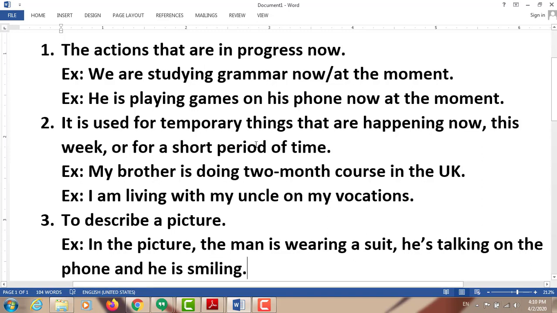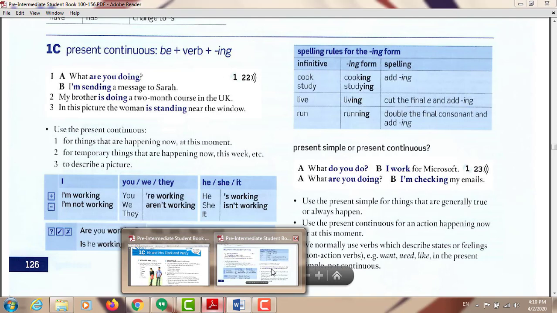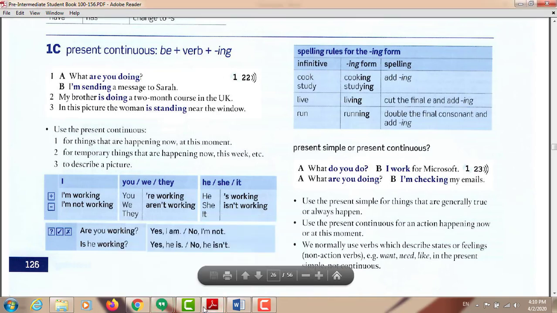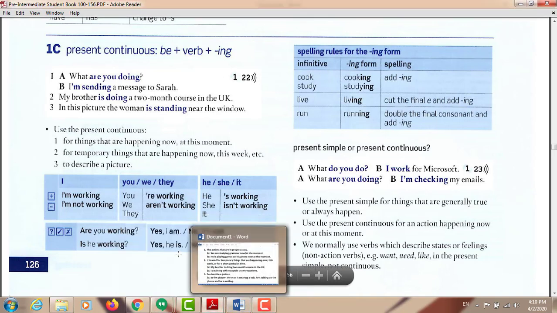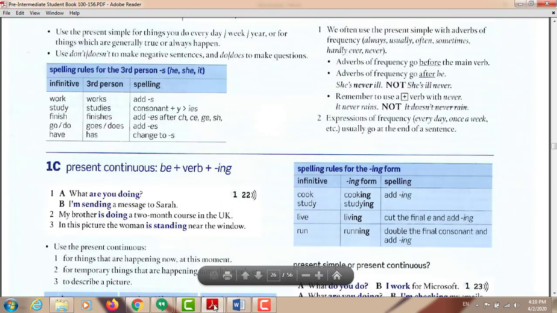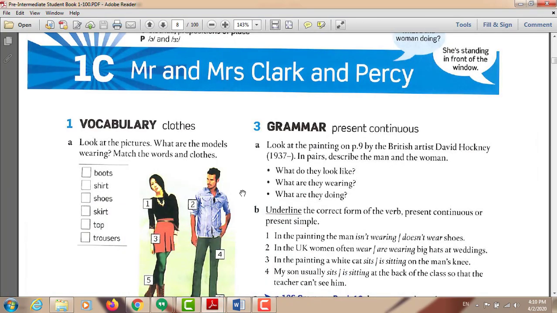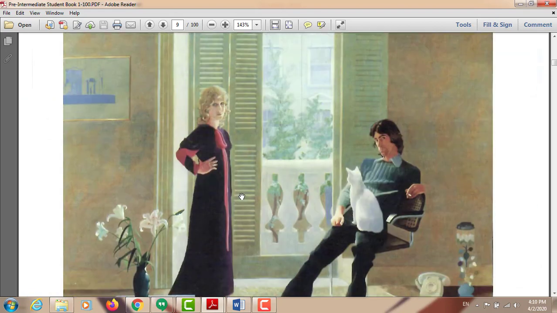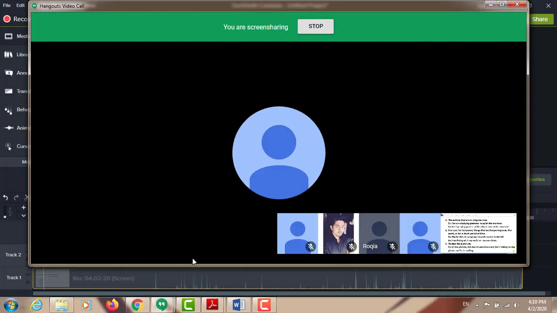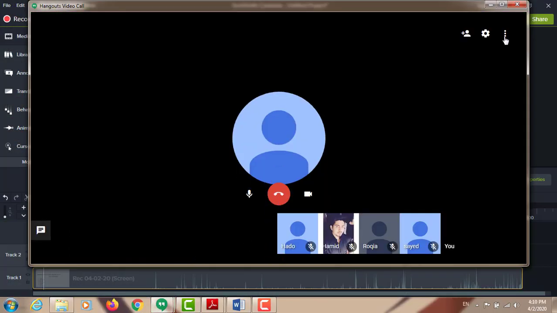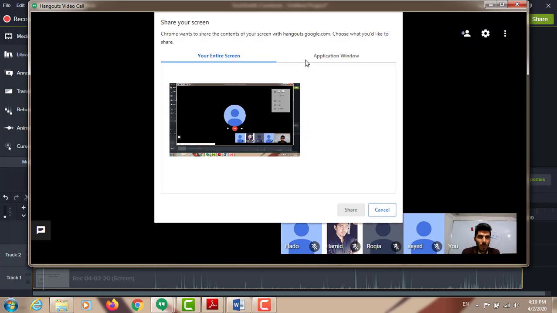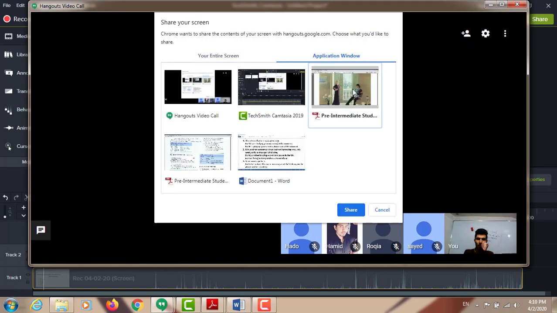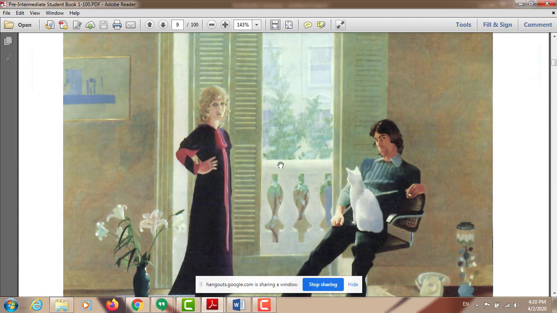For example, let me show you a picture from your book. Like this picture. Let me share this screen with you guys. Okay, can you see this picture?